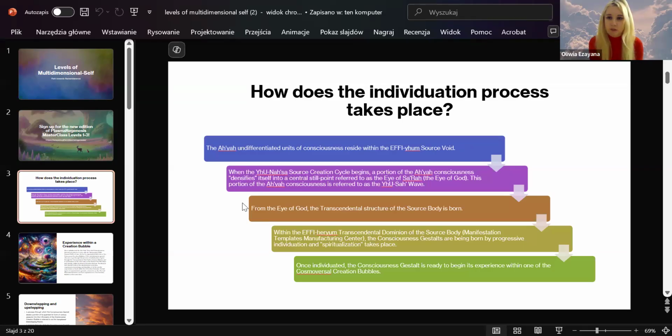And this is something that I'm teaching further on my PLASMAREGENESIS classes about the structure of the source body that is composed of 3 main layers within which the entire creation cycle is taking place. And within one of the layers of the source body, we have a structure that is referred to as the ephemerium. And within ephemerium, we have various fields of the creation bubbles within which the entire experiential reality is taking place, and we are inside of one of such creation bubbles.